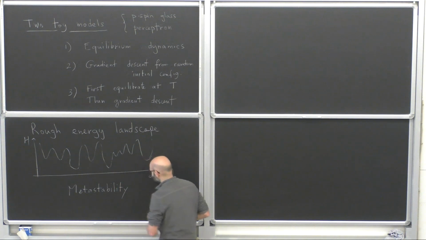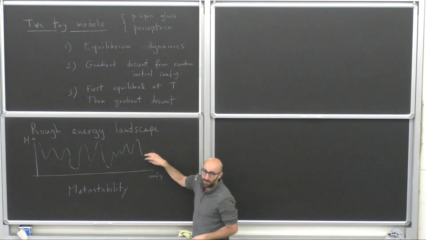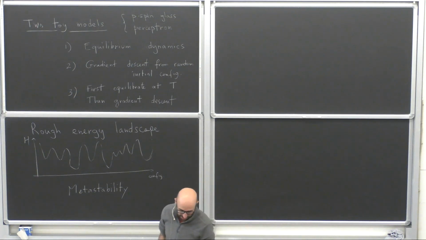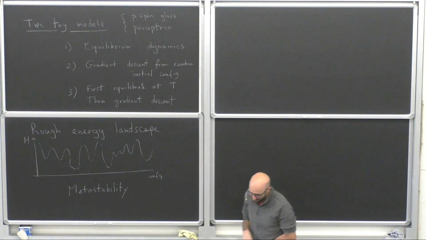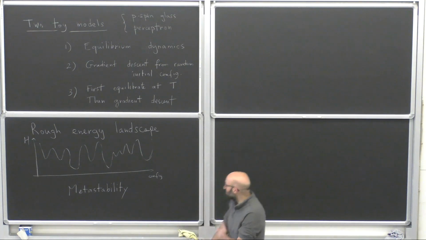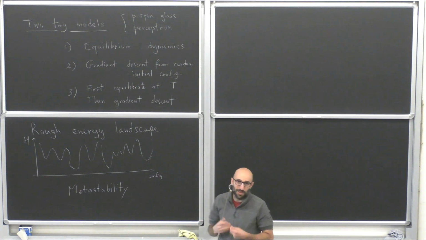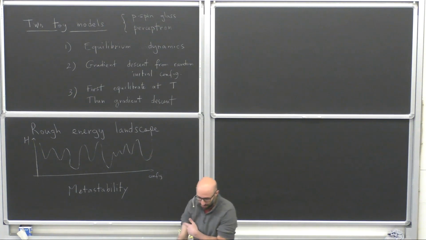So you have a lot of metastable states where the system can be trapped for a very, very long time before it can escape. And this is why it becomes difficult to equilibrate. Okay. Now, before I go into the details of this, I want to give you some examples of problems where these things appear.